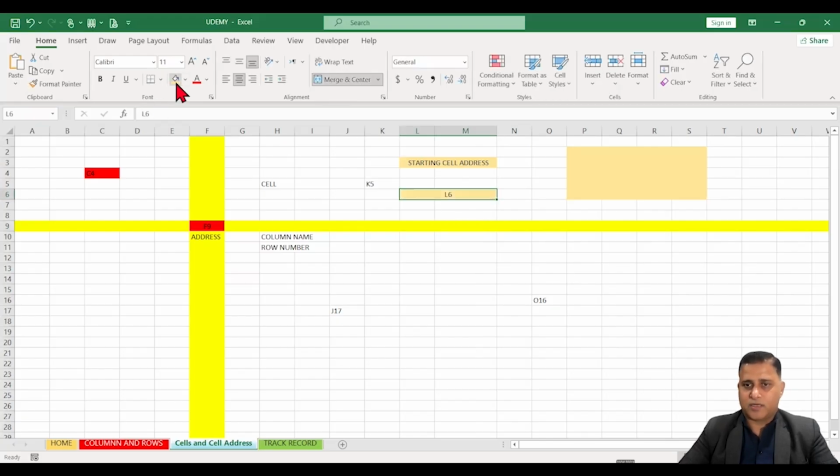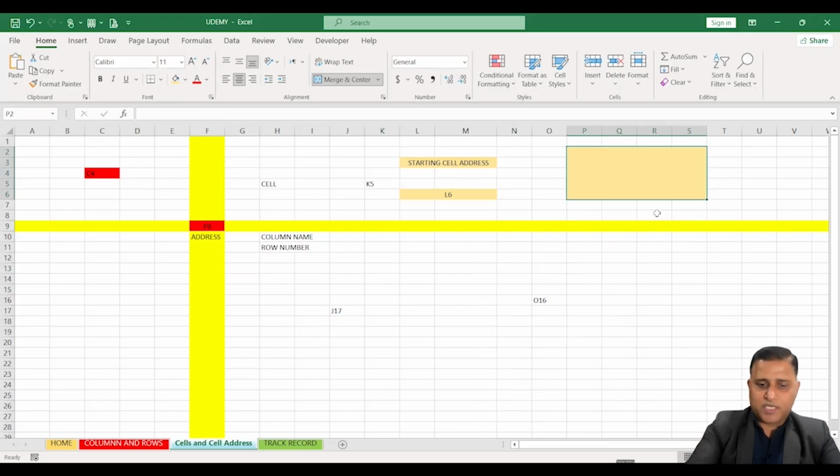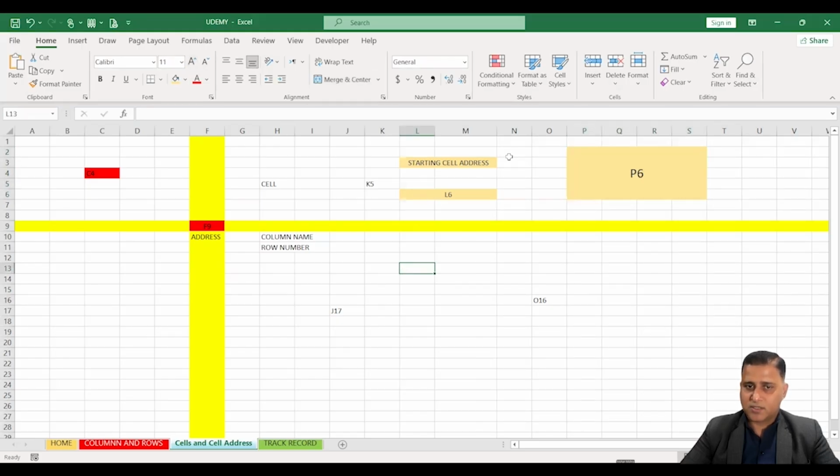We only say one. Same as if I select multiple cells here, the cell address will be the starting cell address, that is P and 2. P2. The address of this cell will be P2. So whether you select a single cell or multiple cells, the cell address will be the starting cell address, and here you can find it.